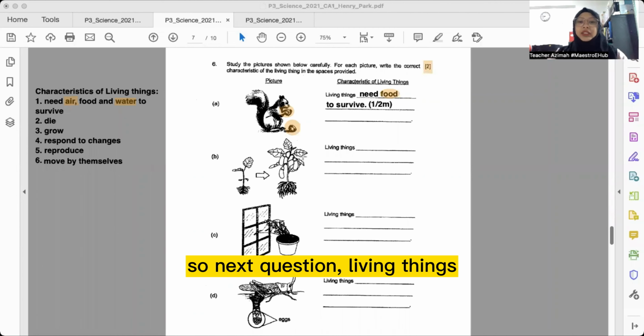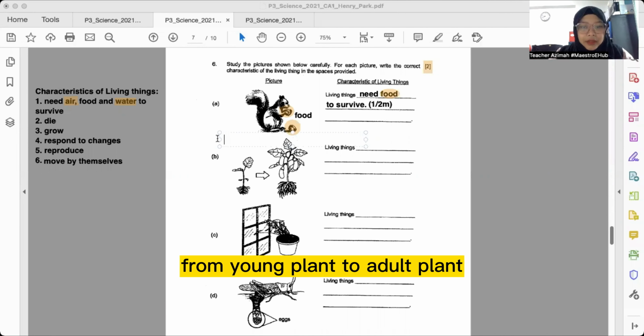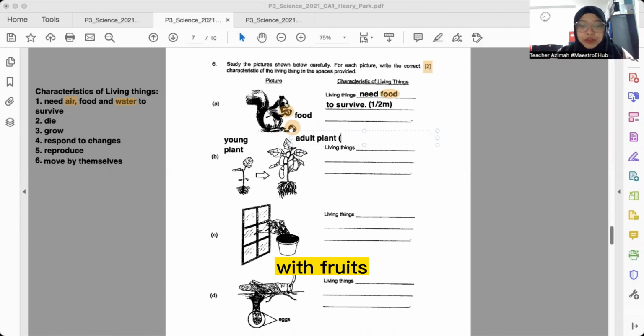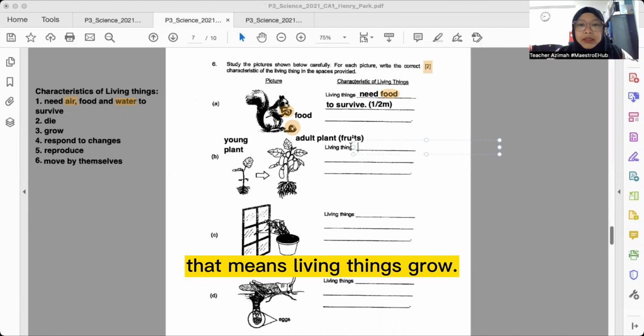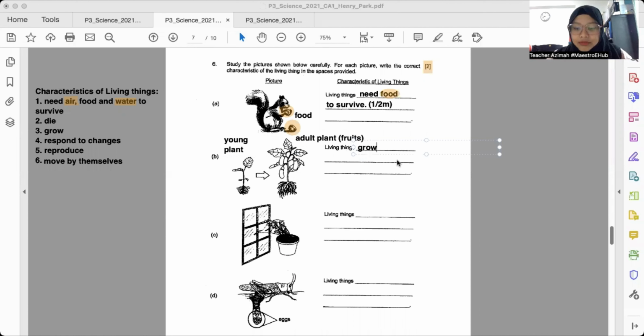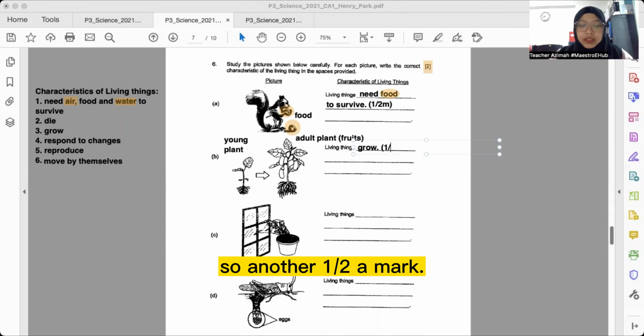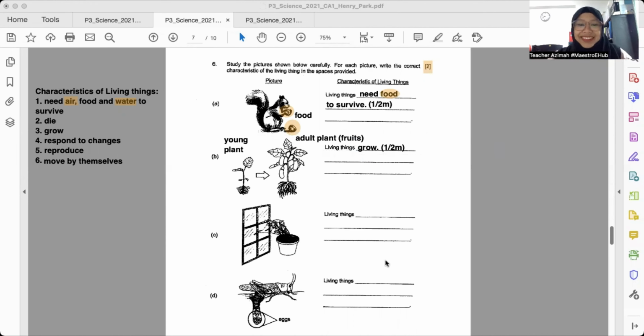So next question, living things from young plant to adult plant with fruits. So we can see that from a young one to an adult plant, that means living things grow. Okay, so another half a mark scored.